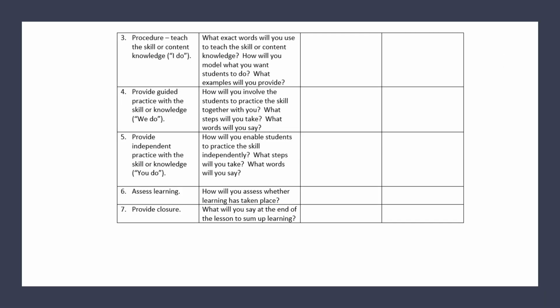The third step is the procedure. What you want students to know. What exact words will you use to teach the skill or content knowledge, or how will you model? So this is the I do portion of the I do, we do, you do. It's important to tell students how to do something directly or to model it for them. For example, if you're a math teacher and you're teaching 2-digit by 2-digit multiplication, you might describe how you would model it with several problems on the board.